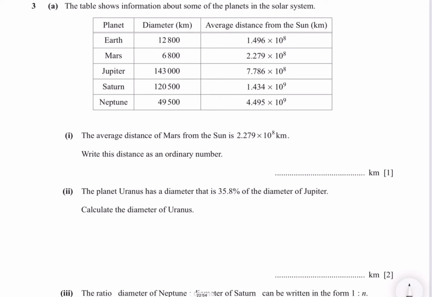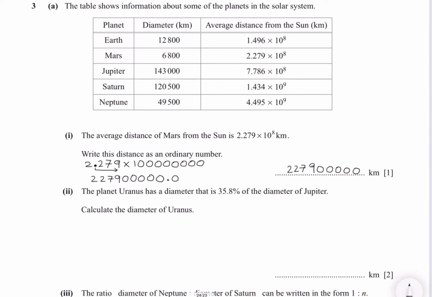Question number 3a. Average distance of Mars from Sun is this many kilometers. Write this distance as an ordinary number. So you just multiply 2.27 by 10 zeros, and now move the decimal to the right 10 digits. 3 digits are already there in the shape of 279, and then write down zeros with it. So this is your ordinary number.